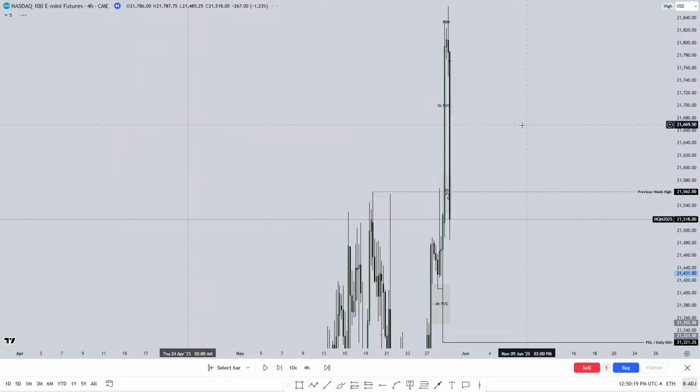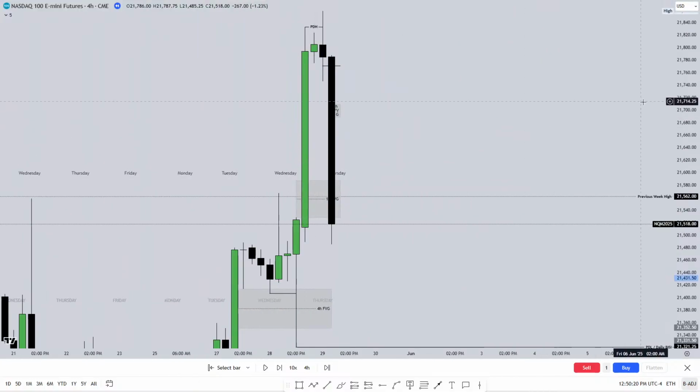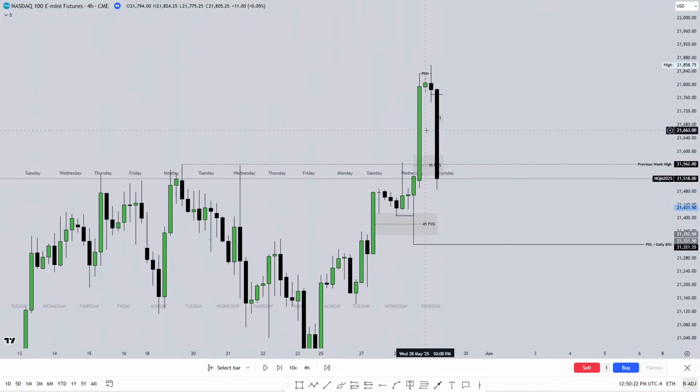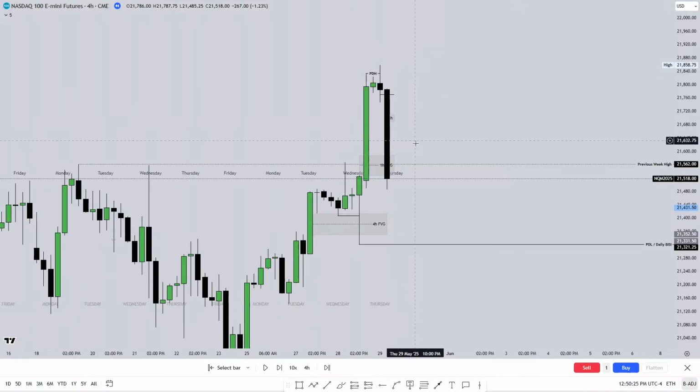Because what we have done at this point is we inversed this 4 hour. And I mentioned this in my Discord as well. We inverse this 4 hour. So at that point, I'm not looking for longs anymore. I'm looking for previous day low.